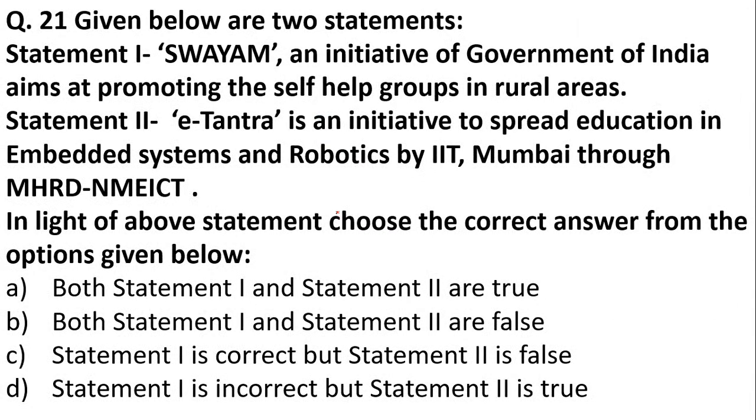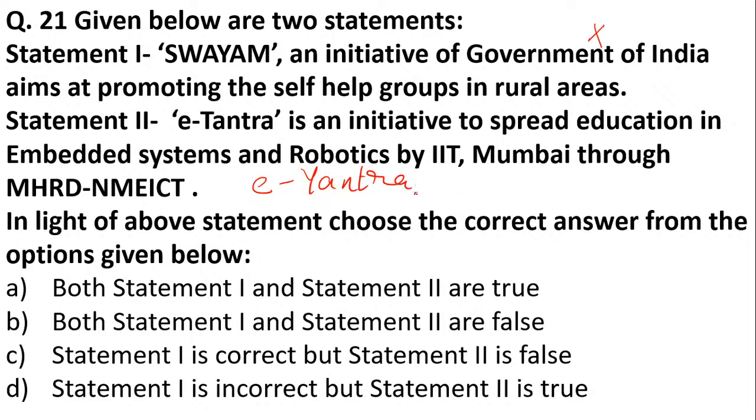Which of the following statements given below are true? Statement 1: Swayam, an initiative of Government of India aimed at promoting self-help groups in the rural areas. No, Swayam is a portal. It is an online website where you can learn, you can get education. So that is Swayam. Swayam stands for Study Webs of Active Learning for Young Aspiring Minds. And e-Tantra is an initiative to spread education in embedded systems. No, it is e-Yantra.